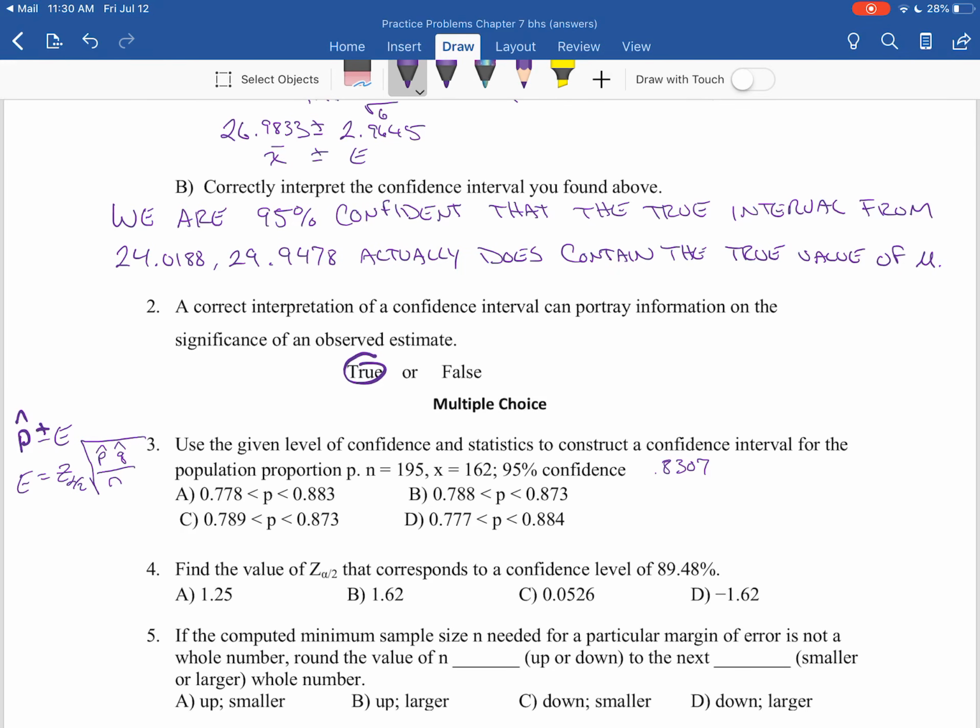So when we take our z of 1 minus alpha over 2, 95%, we know it's going to be 1.96 times the square root, 0.8307, that's our p hat. Our q is going to be 1 minus that, which is going to be 0.1693, all over n, which is given to us as 195. Value all this out, we can get 0.0525. So our p hat plus or minus e, so if our p hat is 0.8307 plus or minus our e of 0.0525, when we write all this out, we will get our value of A.